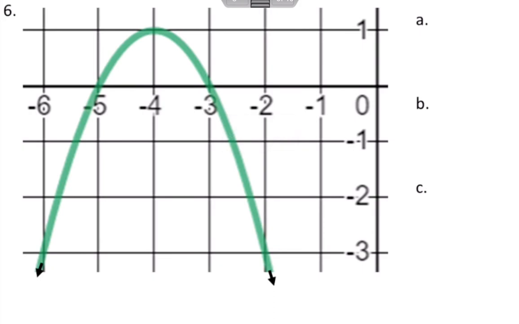Number 6, f of x increasing, that's the left-hand portion of this graph, everything to the left of -4, so x is less than -4. F of x decreasing, that's everything to the right of -4, so x is greater than -4. Constant never happens, so empty set.